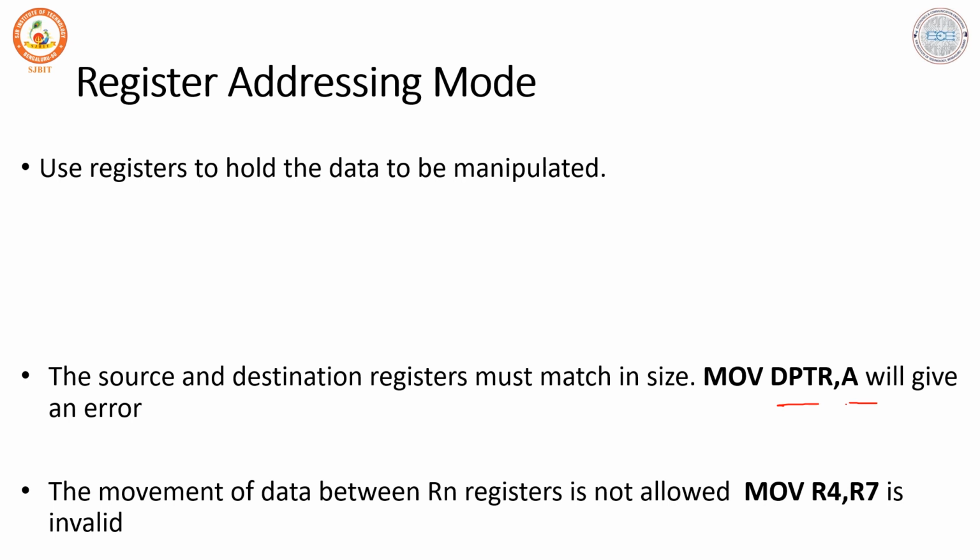Also, one more thing you need to go through when you are using register addressing mode: the movement of data between the Rn registers, that means like R4 to R7, is invalid. Register to register data movement is not valid in case of the 8051 microcontroller. Let me take you through some examples here.